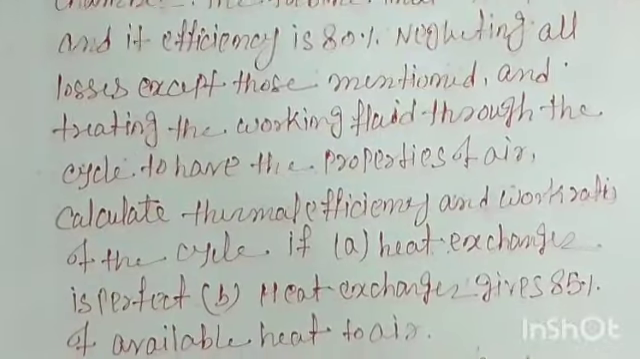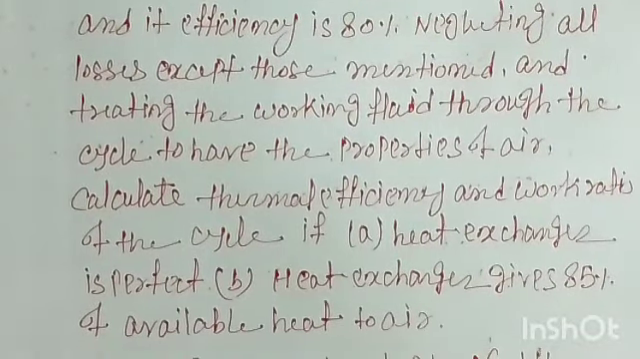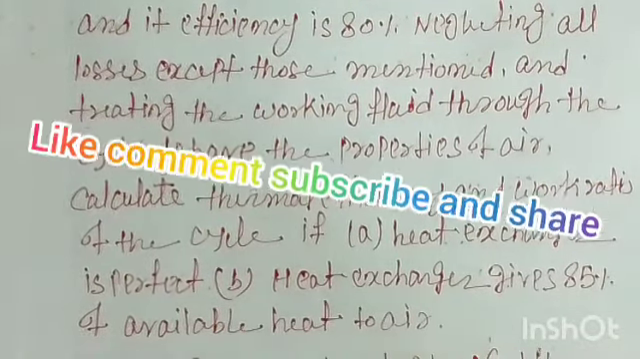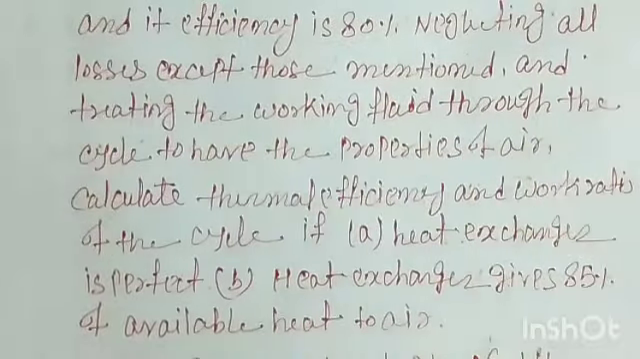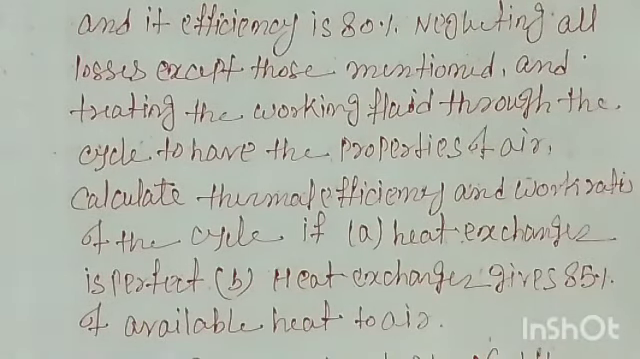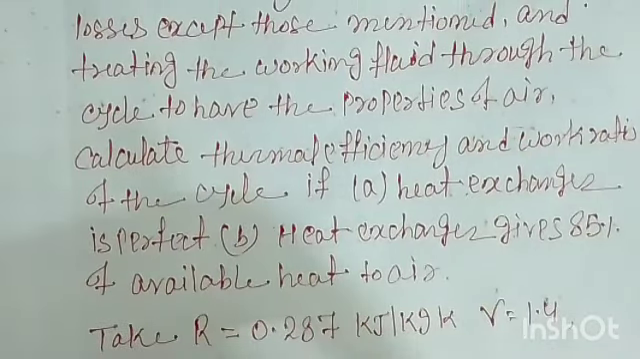Then we have two cases. We need to calculate the thermal efficiency and work ratio of the cycle. First case, if the heat exchanger is perfect, and second case, if the heat exchanger gives 80% of available heat to air. These are the properties you need to take: R is equal to 0.287 kilojoule per kg Kelvin and gamma is equal to 1.4.